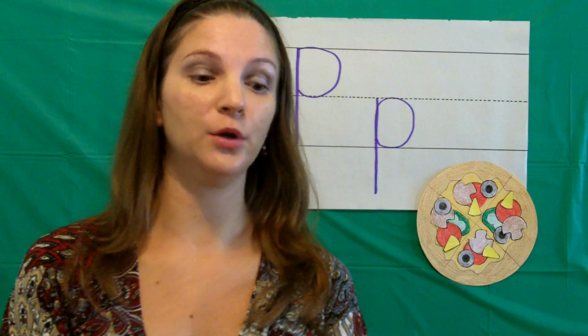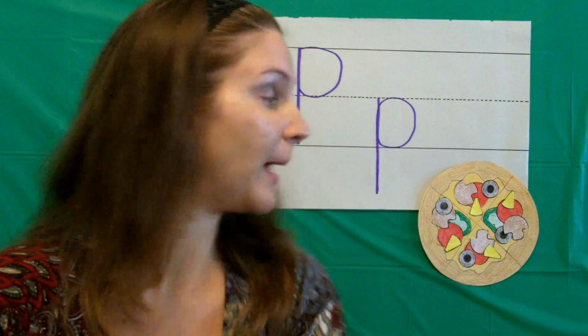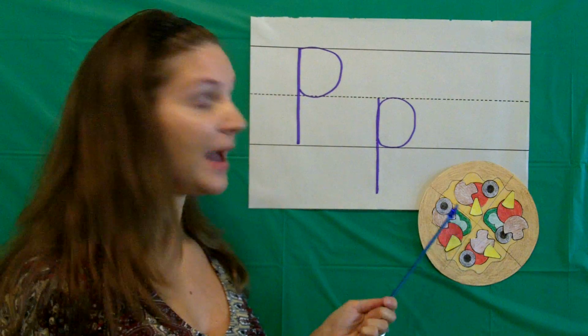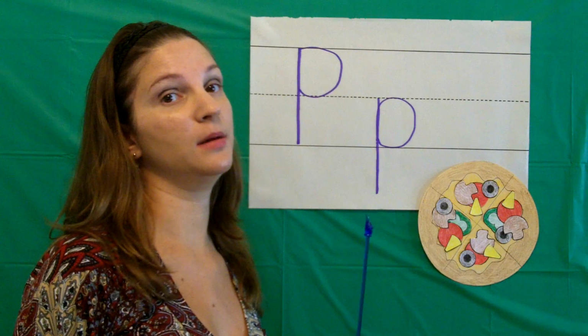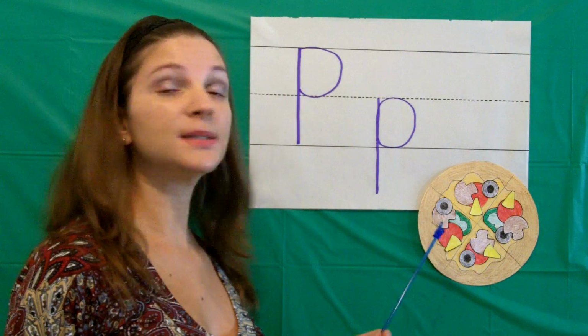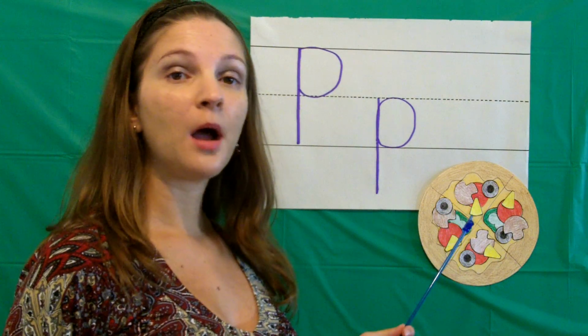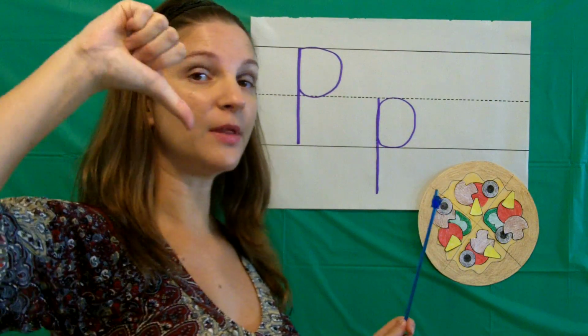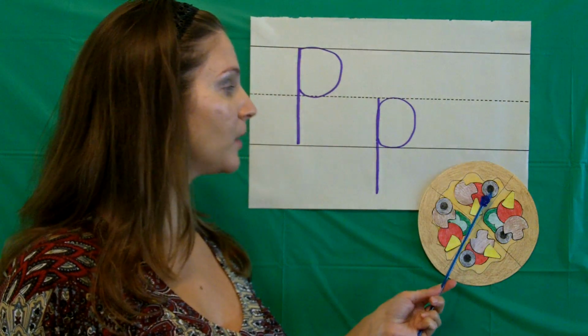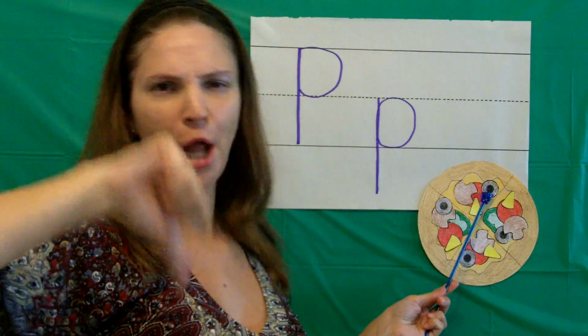What do you like on your pizza? Take a look at my pizza. I have some things that begin with P and some things that do not begin with P on my pizza. So if it's something that begins with P, I want you to give a thumbs up. If it does not begin with P, give a thumbs down. Ready? Olives. Now.